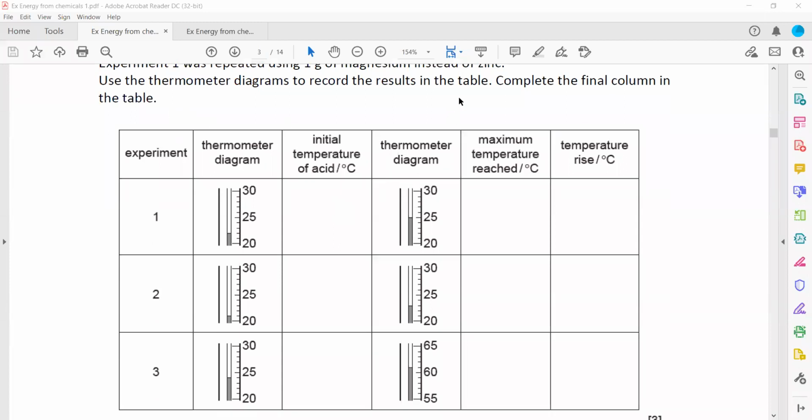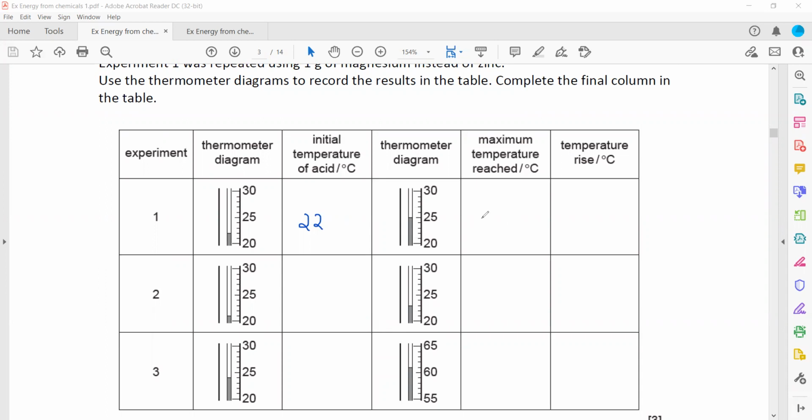Use the thermometer diagram to complete the final column. You can use the screen annotation to complete this. What is the thermometer reading initial? This is 20, 21, 22. The first one I did, I want to complete the column. You don't have to write degree centigrade. Because it's already mentioned, you just have to mention the number.